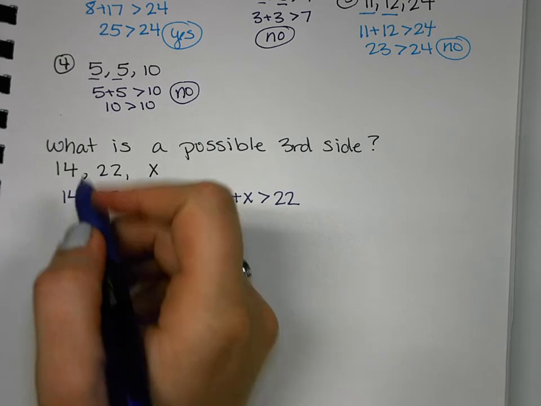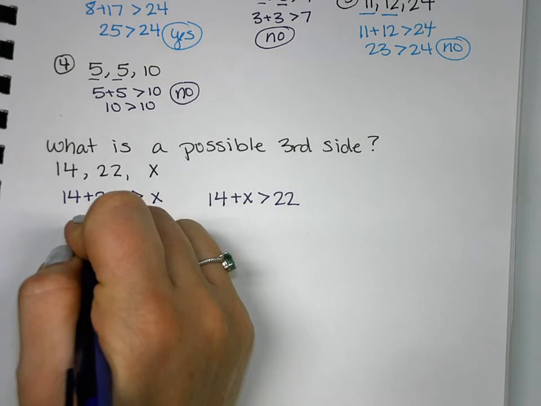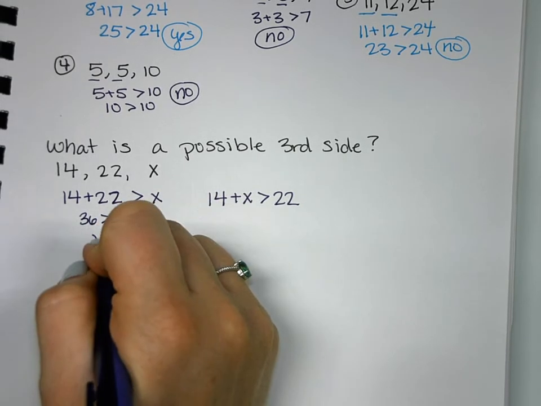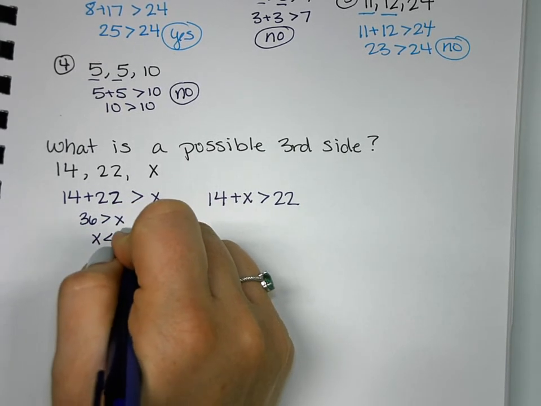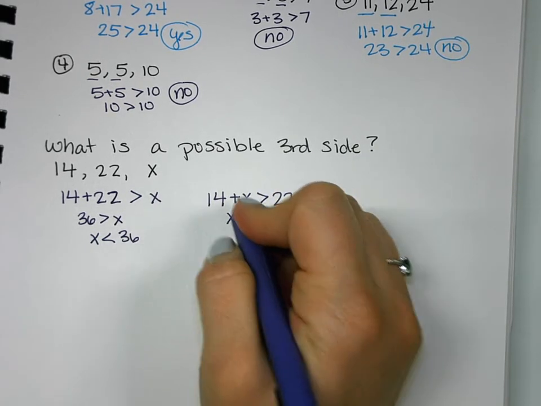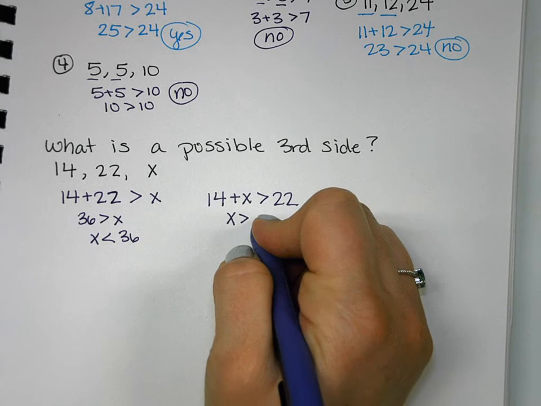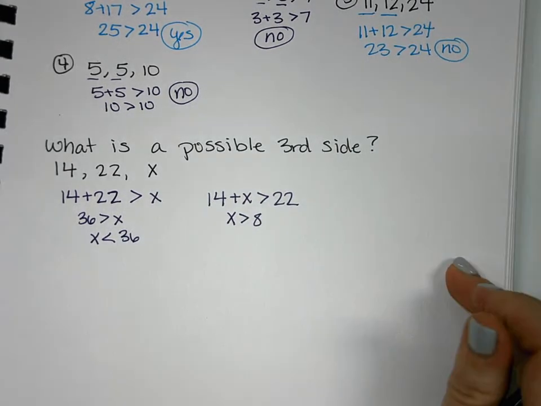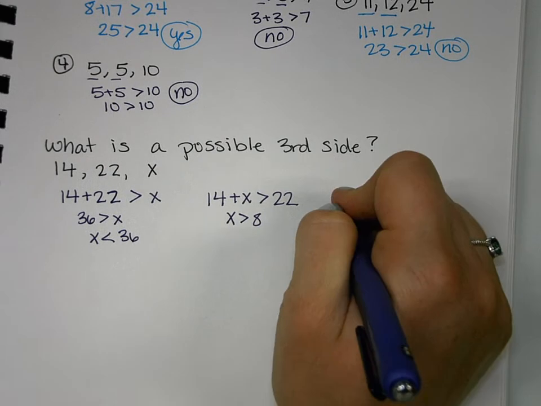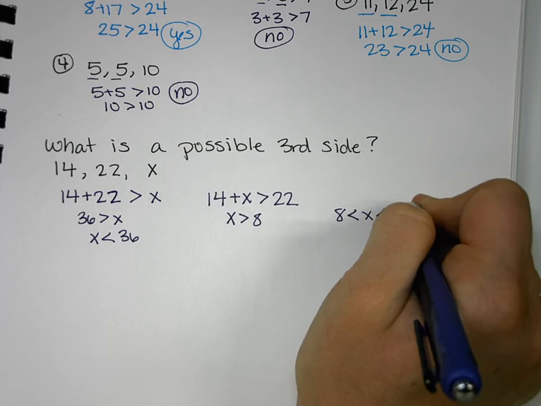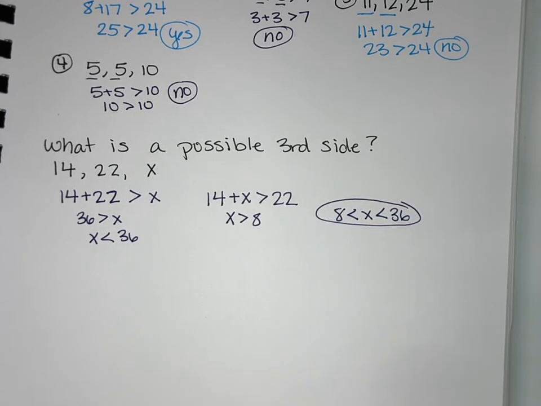So if we solve each of these, we'll get 36 is bigger than x, and we can write this backwards as x is less than 36. And then over here, when we solve, we can get x is bigger than 8. So that means if we were to write it as a long inequality, we would start with the smallest. X has to be between 8 and 36, and that would be our solution.